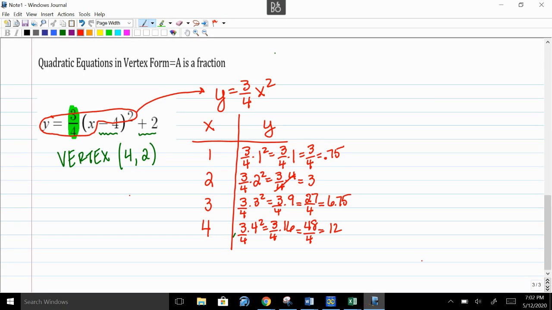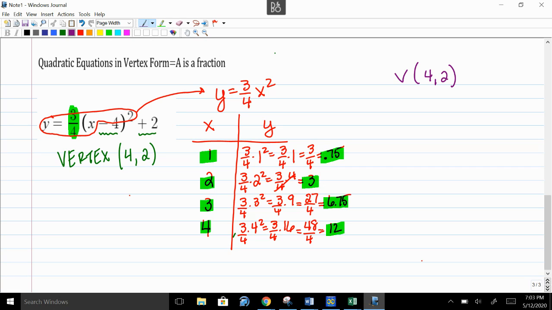So my chart for my parent equation, I have 1, 2, 3, 4. The 1 goes with 0.75. The 2 goes with 3. 3 goes with 6.75, and the 4 goes with 12. So I go to come up with my other ordered pairs. I got my vertex, which is 4 comma 2. Everything works off of the vertex. So I'm going to go point by point here.